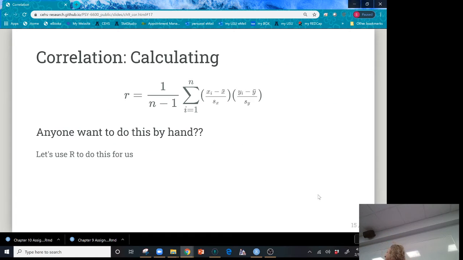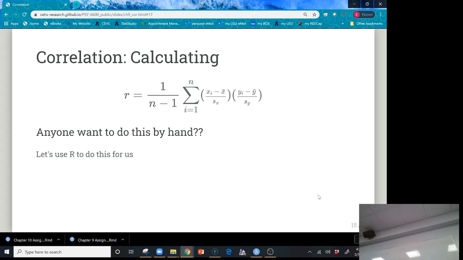How do you like that equation? No. Okay, let's break it down a little bit. And you're not ever going to be asked to do this by hand. Never. In this class or otherwise. You don't even worry about that. But let's see what's going on here.